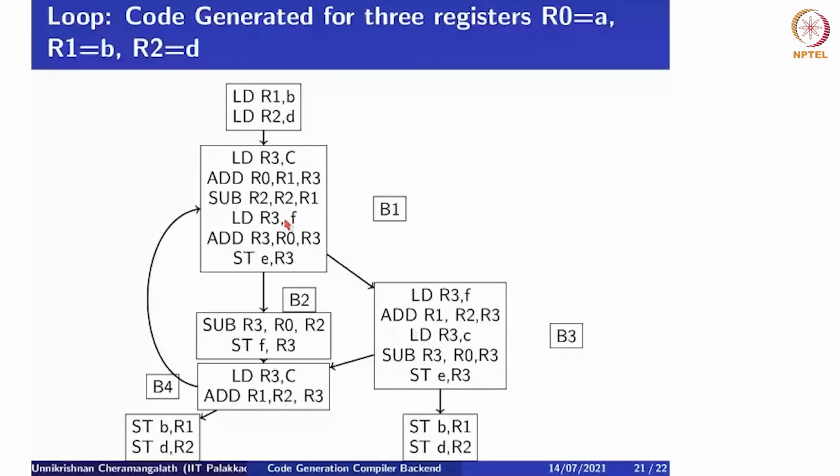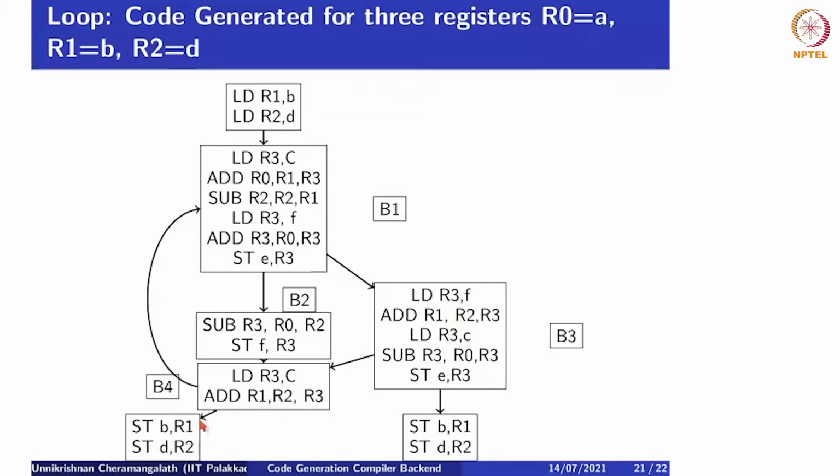So add R3, R0, R3, store E, R3. This store is required because the result is computed in R3 and must be stored. And similarly, you have load R3 F, add R1, R2, R3, load R3 C, sub R3, R0, R3. And look at this.